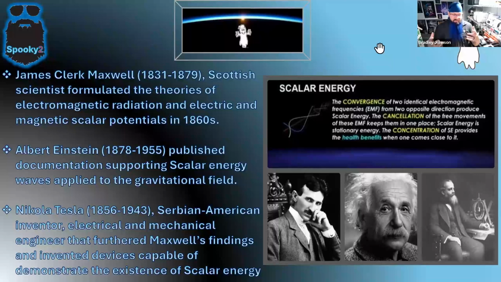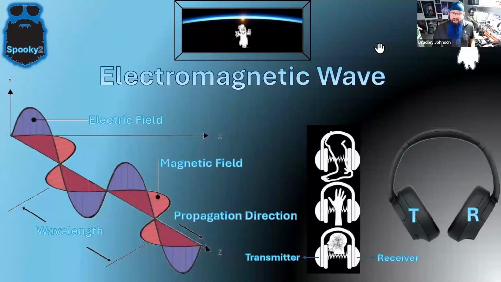Tesla brought the technology to life with a real demonstration of its existence, so much so that this ultimately forced Einstein to publish documentation supporting the scalar energy waves applied to gravitational fields. But for the most part, what we're talking about here is that the convergence of two identical electromagnetic frequencies from two opposite directions produces scalar energy. Normally with a transmitter and a receiver, one wave will be sent, the other wave will be sent back, and the two waves will cancel each other out. So this is exactly what we're talking about.